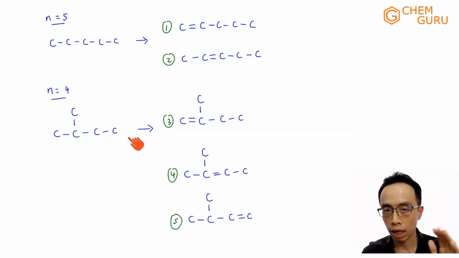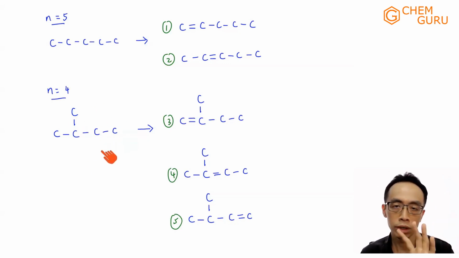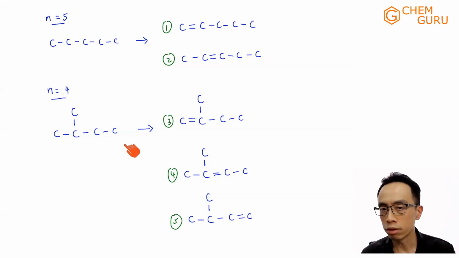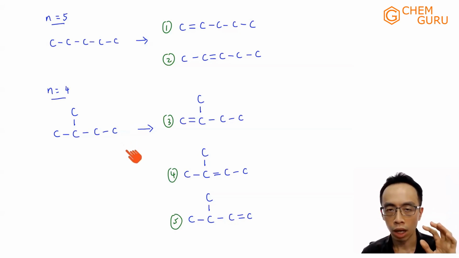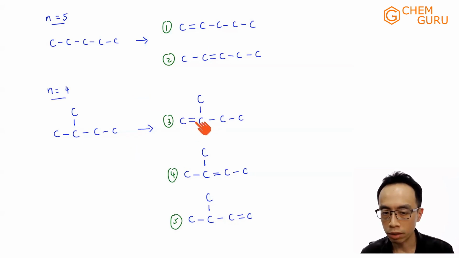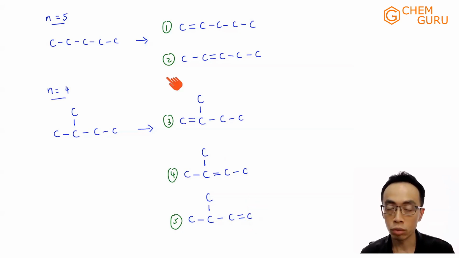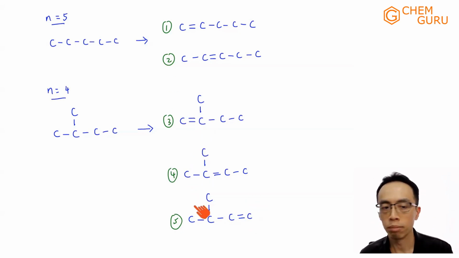So for the n equals 4 carbon chain, there's one permutation where the methyl group is on carbon position 2. So altogether 5 carbons, but the longest carbon chain is n equals 4. Based on this carbon chain, I will have 3 possible alkenes formed. Double bond between the first and second carbon, double bond between the second and third carbon, double bond between the third and fourth carbon. So I have 3 isomers, number 3, number 4, number 5.